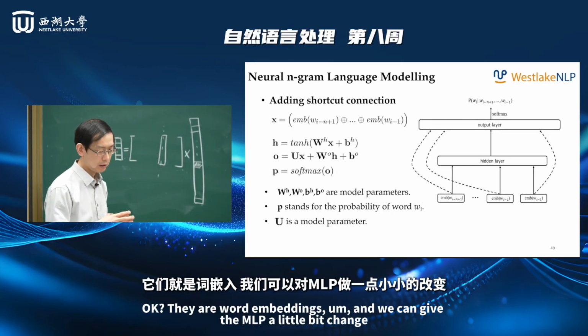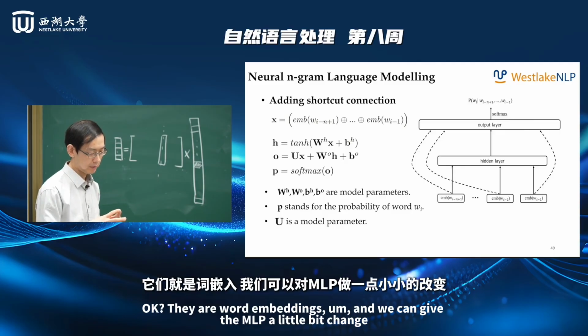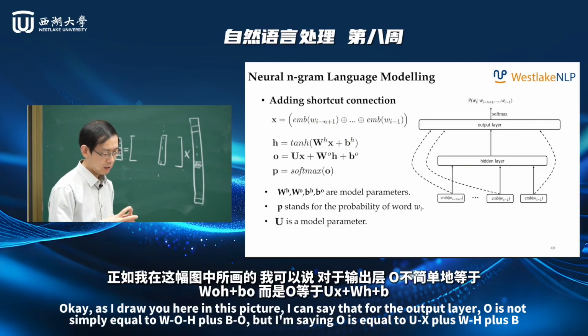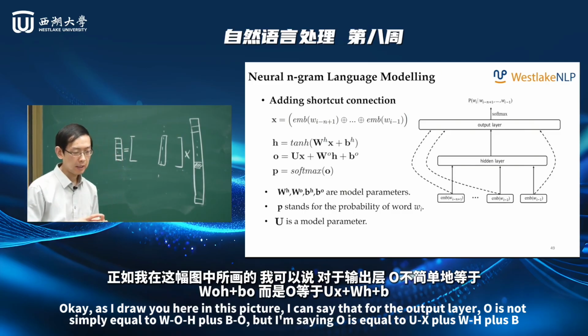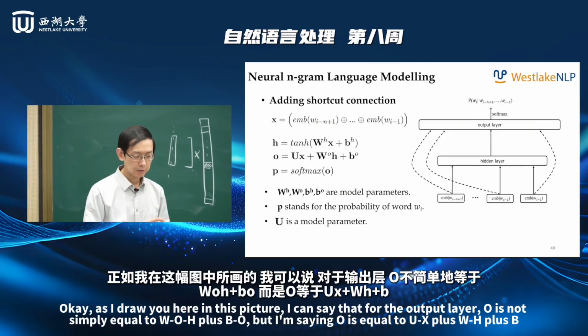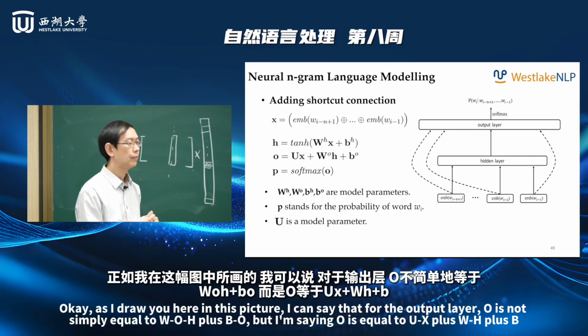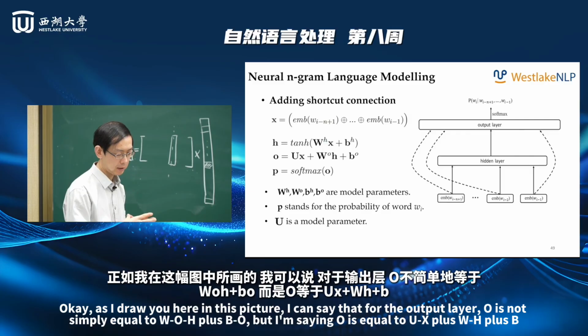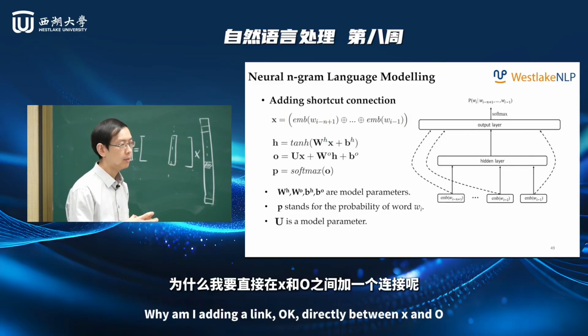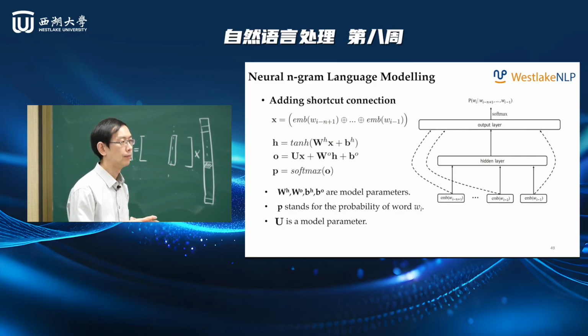And we can give the MLP a little bit of change. As I draw here in this picture, for the output layer O, O is not simply equal to WOH plus BO, but I'm saying O is equal to UX plus WH plus B. Why am I adding a link directly between X and O?